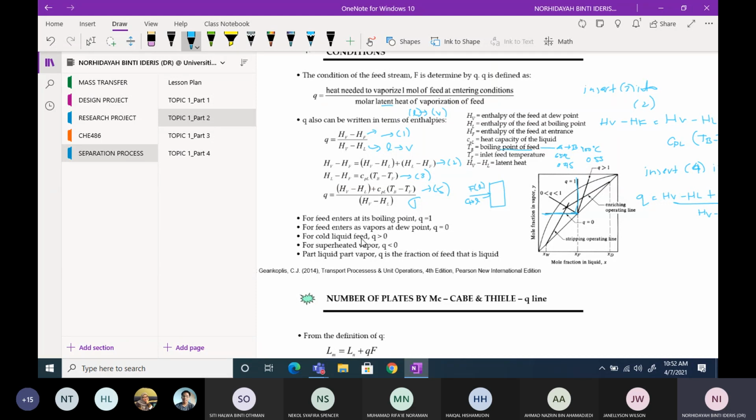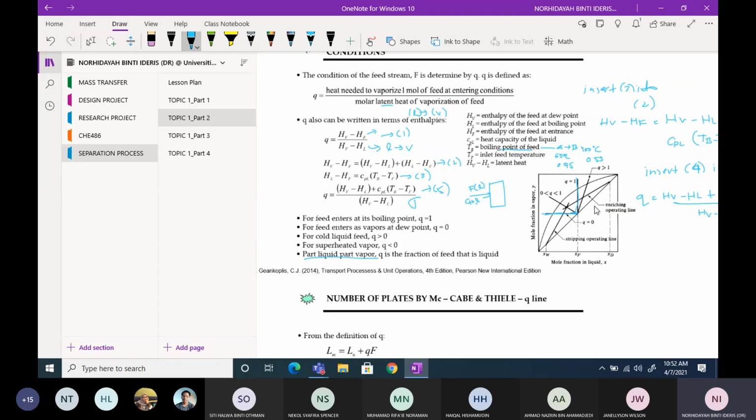Okay, so for cold liquid feed, Q is bigger than 0. For superheated vapor, Q is less than 0. Okay, biasanya kes yang kedua ni pun jarang lah. Alright, so biasanya for a feed which is part liquid, part vapor, Q falls between this range. Okay, Q is bigger than 0 and Q is less than 1.